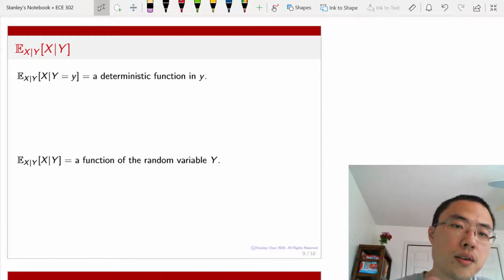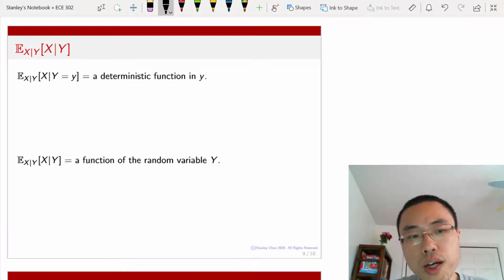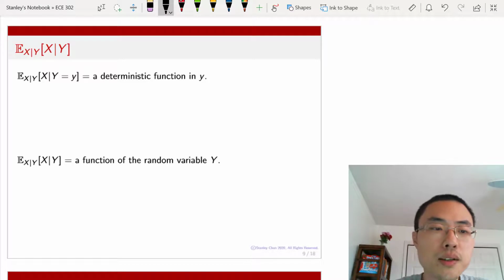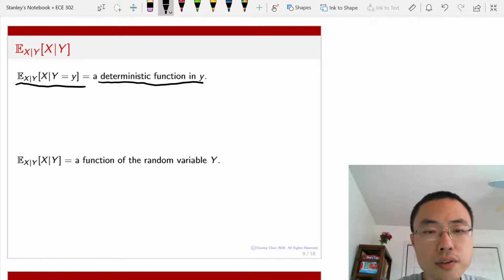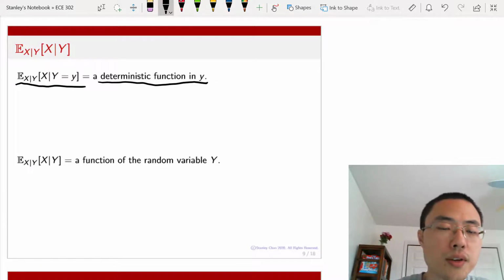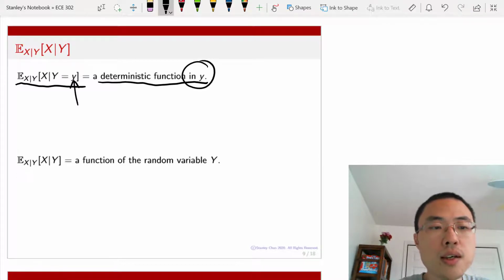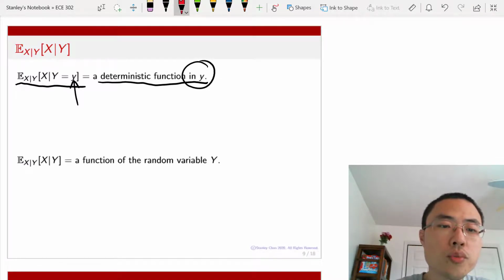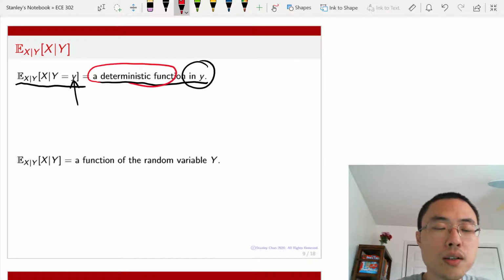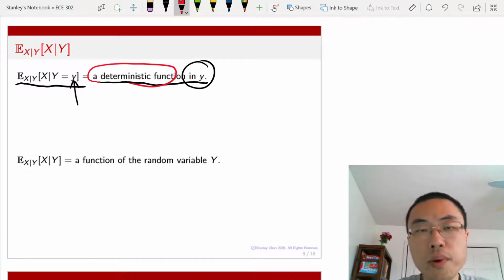So at this point, I think you may start to realize what I really mean by this conditional expectation of x given y equals small y. This thing is a deterministic function in y. What does it mean? Well, it has to be a function in y, because if I change the value of y, this quantity will change. However, the change would be a deterministic change, because there is no more randomness about the y. Y is just fixed at that particular state.